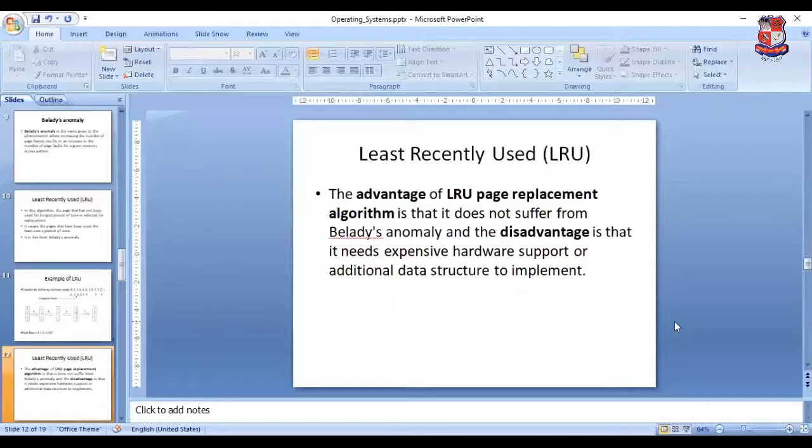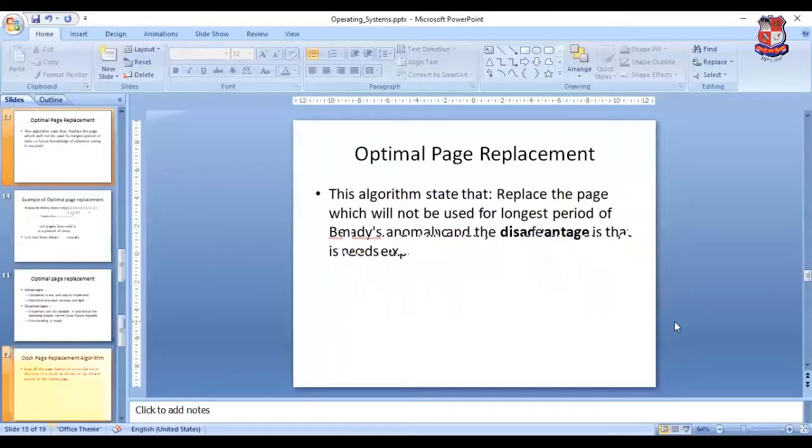Next, what is the advantage of least recently used? Advantage is it does not suffer from Belady's anomaly, but disadvantage is what, it requires expensive hardware support or additional data structure to implement. Next is optimal page replacement algorithm. This algorithm states that replace the page which will not be used for longest period of time. That is, future knowledge of reference string is required.